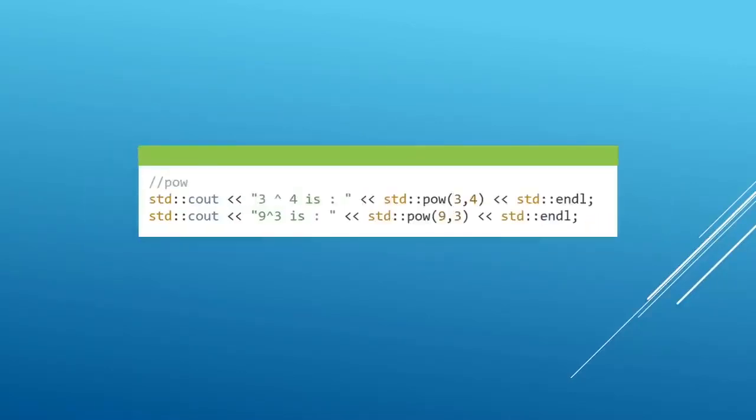We also have the power function here, which is going to take the first parameter and elevate that to the power of the second parameter. So this is going to be 3 to the power of 4 and 9 to the power of 3. And we're going to get the answer if we plug this into Visual Studio Code.